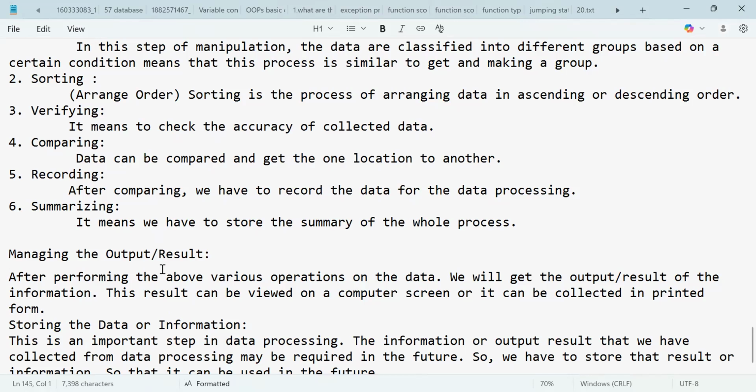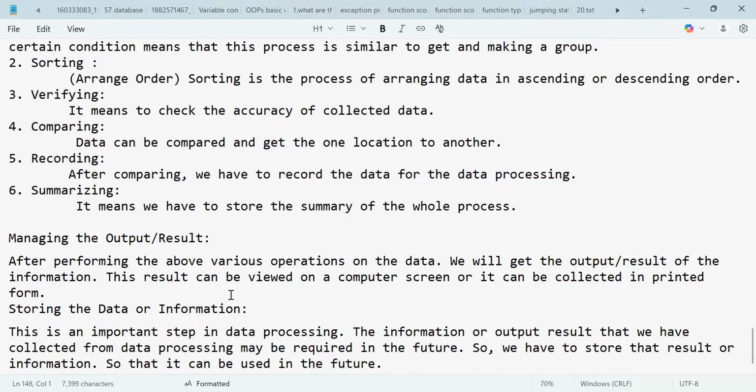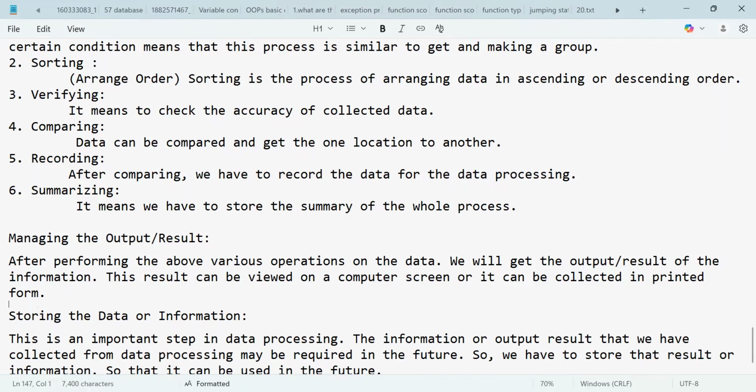After that, managing the output or results. After performing the above various operations on the data, will we get the output or results of the information? Yes. Such results can be viewed on a computer screen or collected in printed form. That is managing the output. And storing the data and information is another important step in the data processing system.